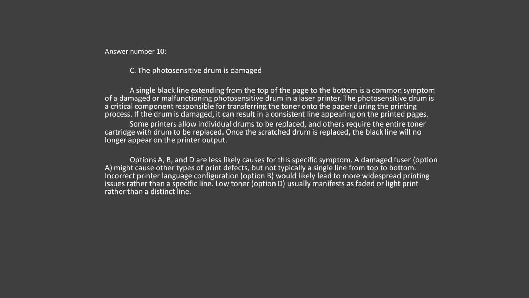Options A, B, and D are less likely causes for this specific symptom. A damaged fuser, option A, might cause other types of print defects, but not typically a single line from top to bottom. Incorrect printer language configuration, option B, would likely lead to more widespread printing issues rather than a specific line. Low toner, option D, usually manifests as faded or light print rather than a distinct line.